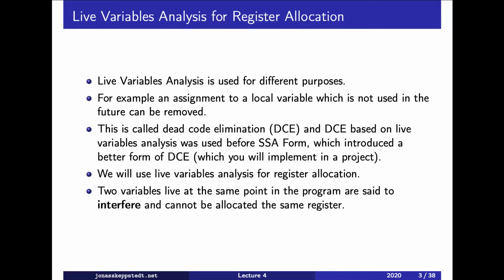So what can we use live variables analysis for? We will mostly use it for register allocation to determine if two variables interfere. They interfere if they are live at the same time. Another example of using live analysis is to do a simple form of dead code elimination.